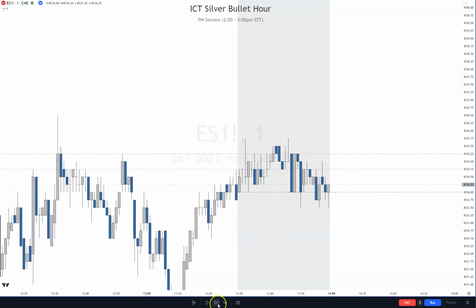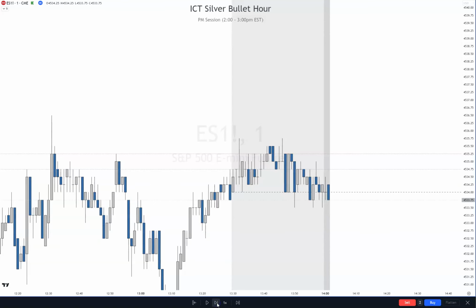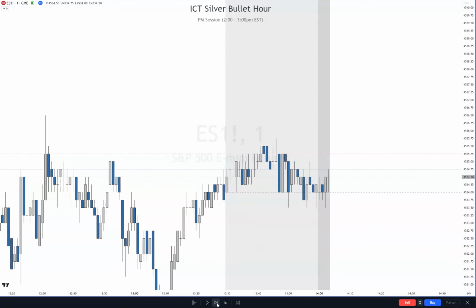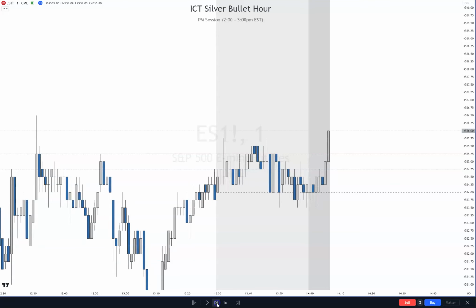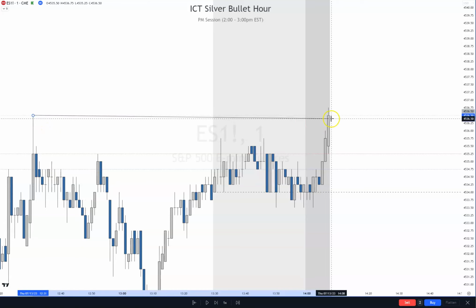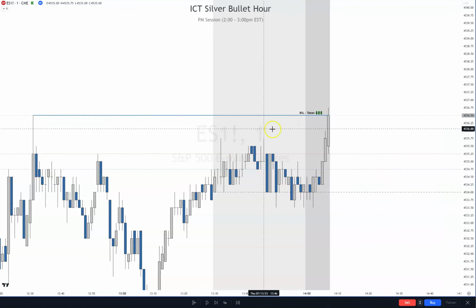So let's just start it off. This dark gray is the 2 o'clock start of the 2 p.m. Silver Bullet hour. I don't know if that's been taken. Maybe that's relatively equal. But it took that out right there. Took out some buy side right there.